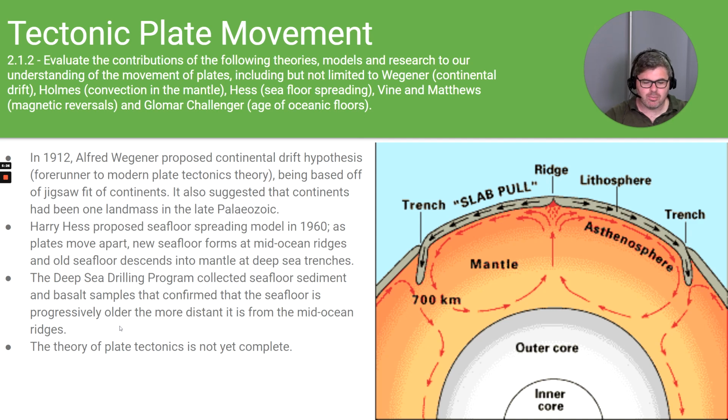The Deep Sea Drilling Program collected seafloor sediment and basalt samples that confirmed that the seafloor is progressively older the more distant it is from the mid-ocean ridges. So if you look at this picture here, the ridge is where the seafloor actually is made. Now as we're moving to either the left or the right, we notice that it gets older and older, the oldest portion being just on either side here where it reaches the trench. Once it's pushed underneath another continental plate, it goes back into the mantle where it's superheated and melted down again, much like a conveyor belt.